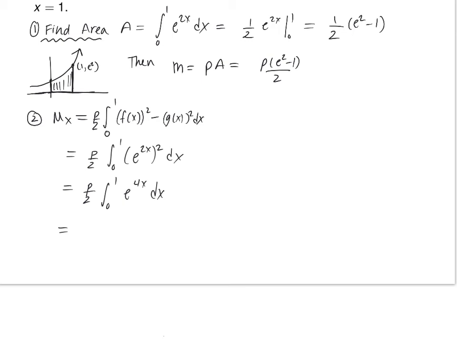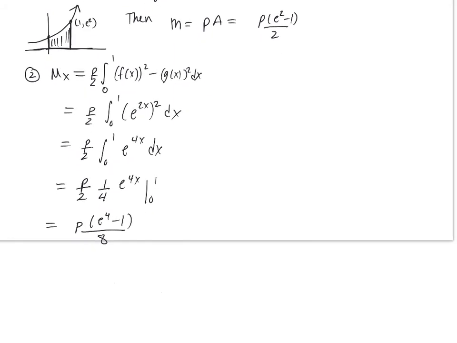So what's the antiderivative of e to the 4x? 1/4 e to the 4x, 0 to 1. And we end up with rho times (e to the 4th minus 1) all over 8. That's my mx. What was g of x in that? G of x was 0. Yep, and it's not a bad thing to notate that g of x is equal to 0. If there's no obvious lower curve, g of x will always be 0.